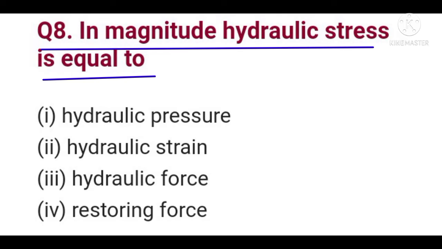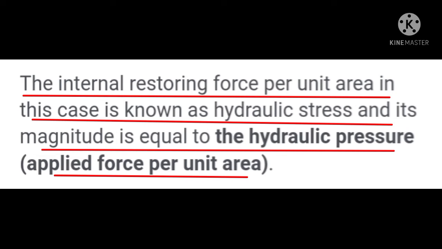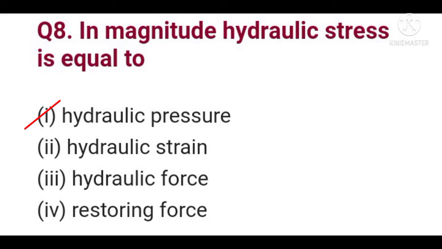Question number 8. In magnitude, hydraulic stress is equal to first option hydraulic pressure, second option hydraulic strain, third option hydraulic force, fourth option restoring force. We know that the internal restoring force per unit area in this case is known as hydraulic stress and its magnitude is equal to the hydraulic pressure, that is applied force per unit area. Option first is correct. In magnitude, hydraulic stress is equal to hydraulic pressure.